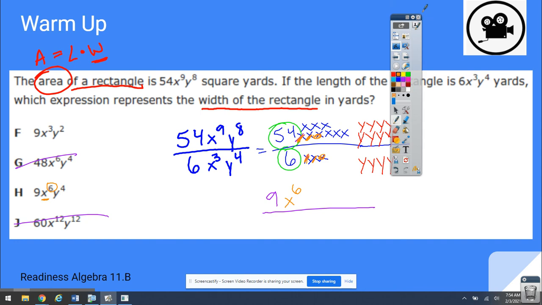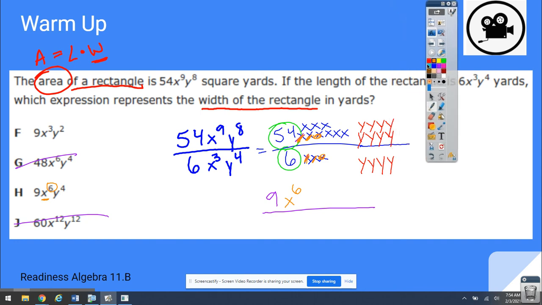Let's go ahead and take a look at the y's, in case I have another problem on the test like this. Cancels, cancels, cancels, cancels, cancels, cancels. And this is how many I have left: y to the fourth. And that works.